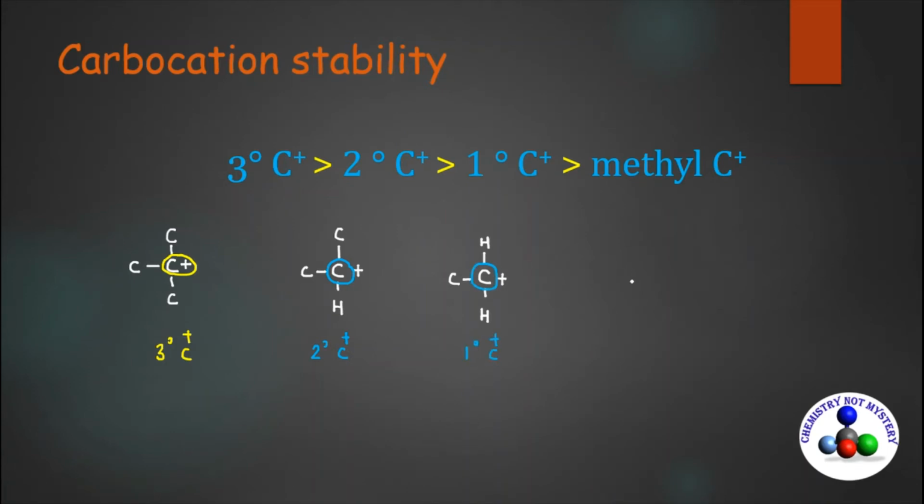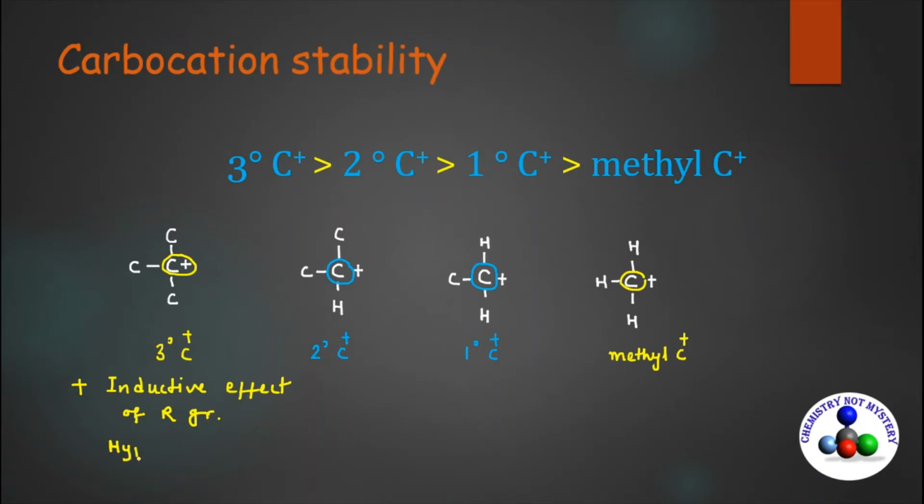In tertiary carbocation, the plus inductive effect of alkyl groups and hyperconjugation donate electron density to the carbocation and stabilize it, while in methyl carbocation there are no such donating effects. That's why methyl carbocation is the most unstable carbocation.